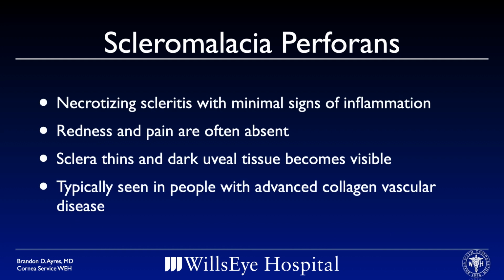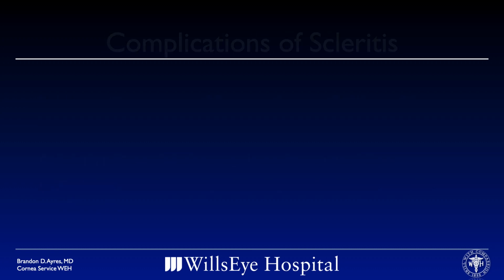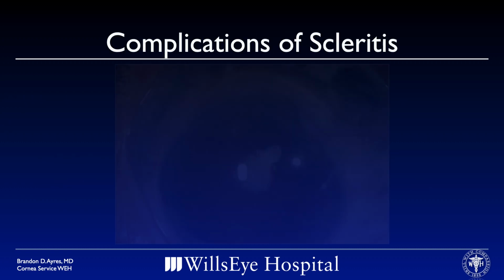There are minimal signs of inflammation, but very rapid loss of tissue. Sometimes the redness and pain are absent, but you'll be able to see that dark uveal tissue as the sclera becomes thinner. Again, this is almost always in people with advanced collagen vascular disease, so usually you already know your underlying diagnosis and don't have to work these patients up. However, if you see somebody with necrotizing scleritis and they don't have a collagen vascular diagnosis, it's time to go on a hunt and figure out what it is.